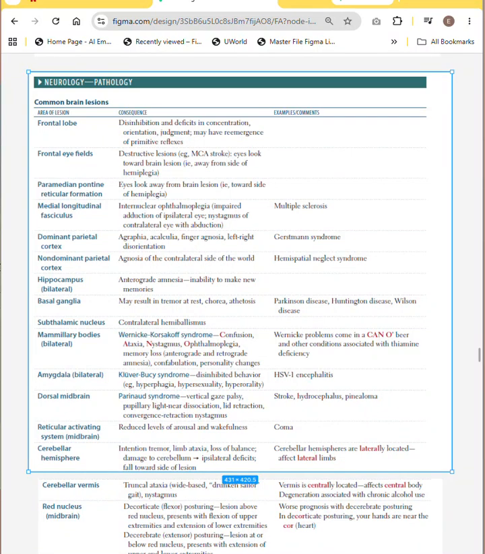Yeah, guys, let's get into our common brain lesions. And first and foremost, let's talk about the frontal lobe. We'll try to connect the lesions with the areas of the brain performing that function. So first and foremost is our frontal lobe, right?